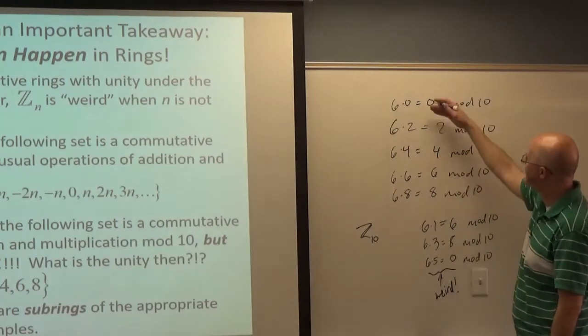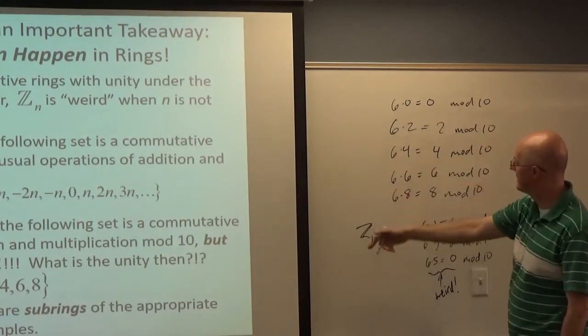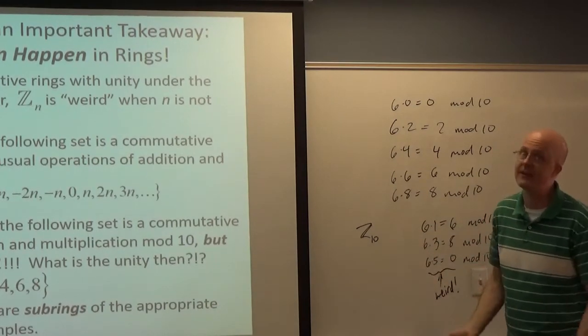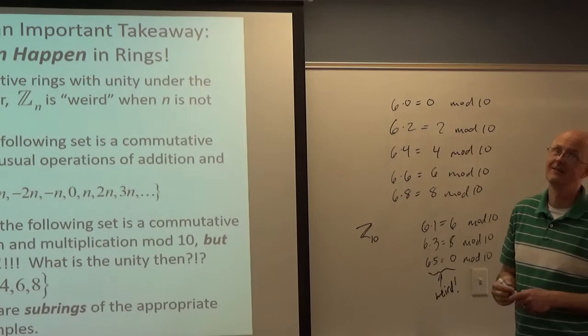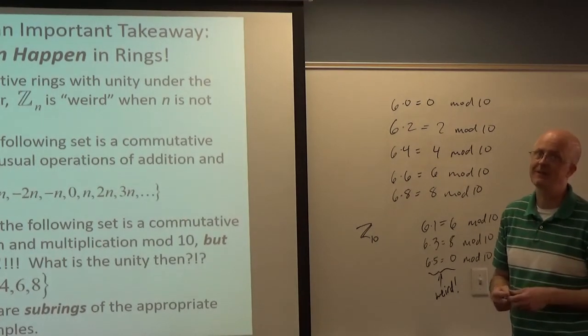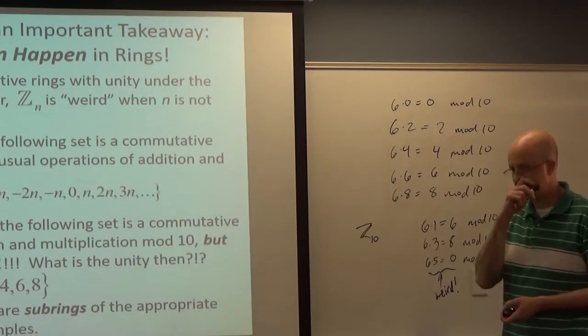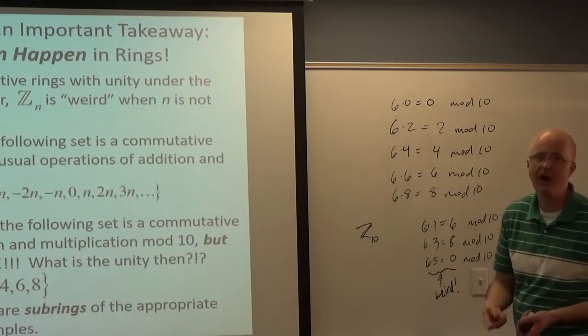So while 6 acts as a unity on some of the elements in Z10, 1 is the only thing that acts as a unity on all of the elements of Z10. So that's something that is worth emphasizing. The unity is unique, but it's got to act as a unity should on all the elements.